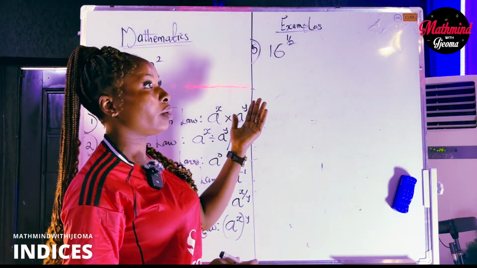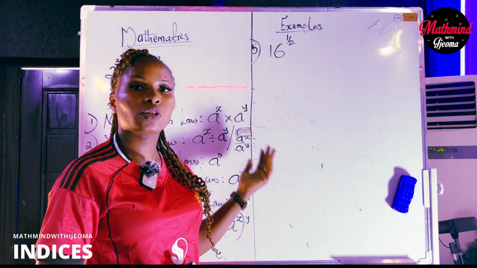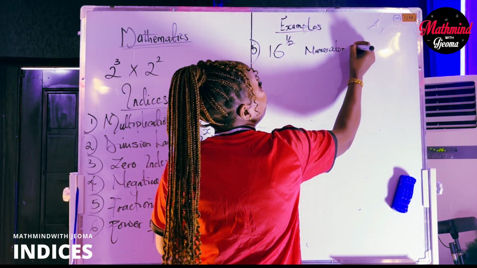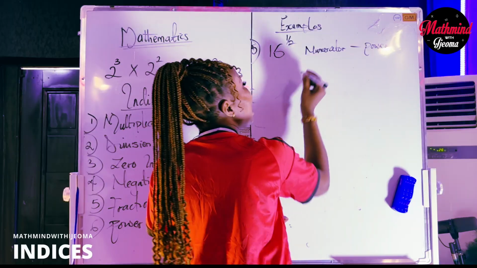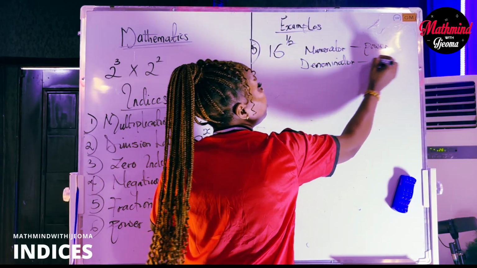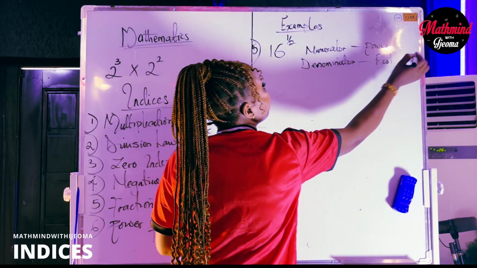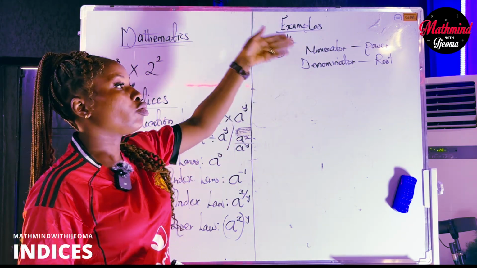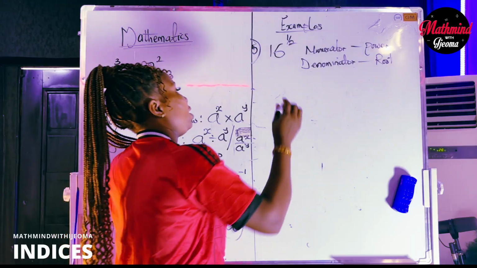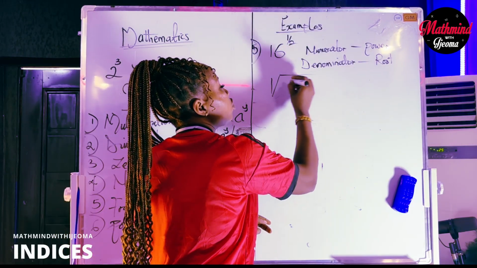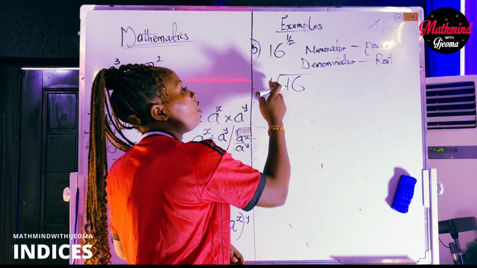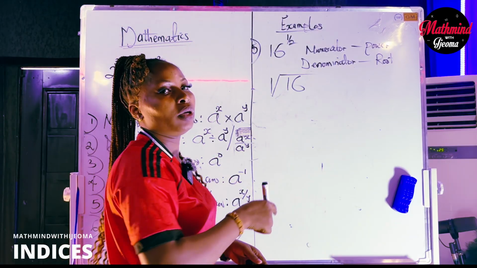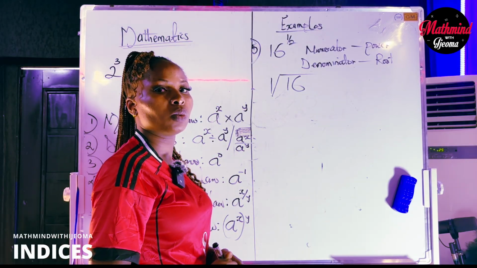16 raised to power 1 over 2. When you have such a case, just know that the numerator becomes the power and the denominator becomes the root. So we'll be having the square root of 16. Why am I not putting root 2 here? Because square root itself is root 2.